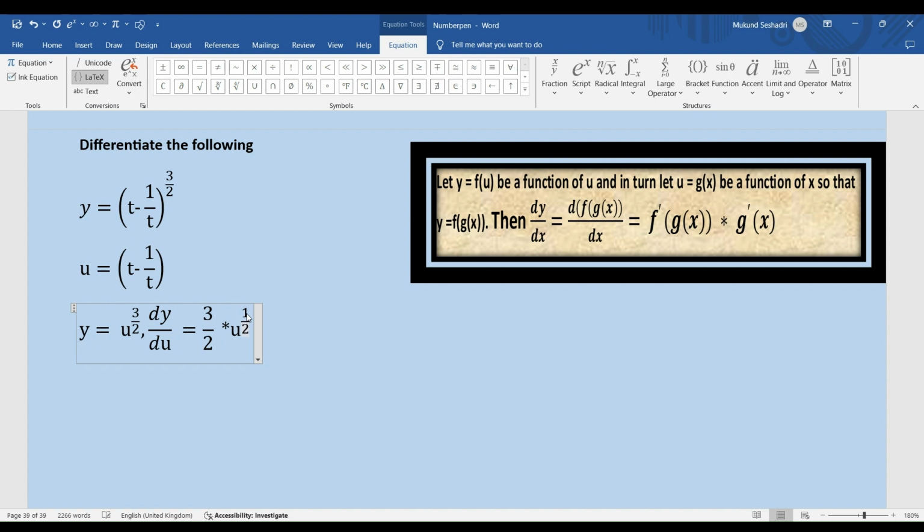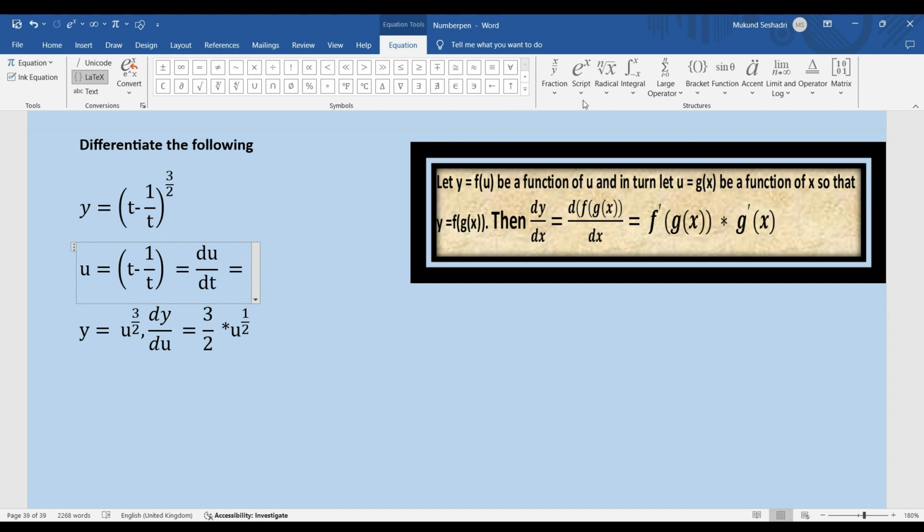Let's park this aside and let's go back to our u expression and arrive at what is my du by dt. And why am I doing du by dt here? Because I believe that this problem can be solved using the chain rule. And what is that chain rule? We will come to that in the subsequent step once we complete our du by dt.